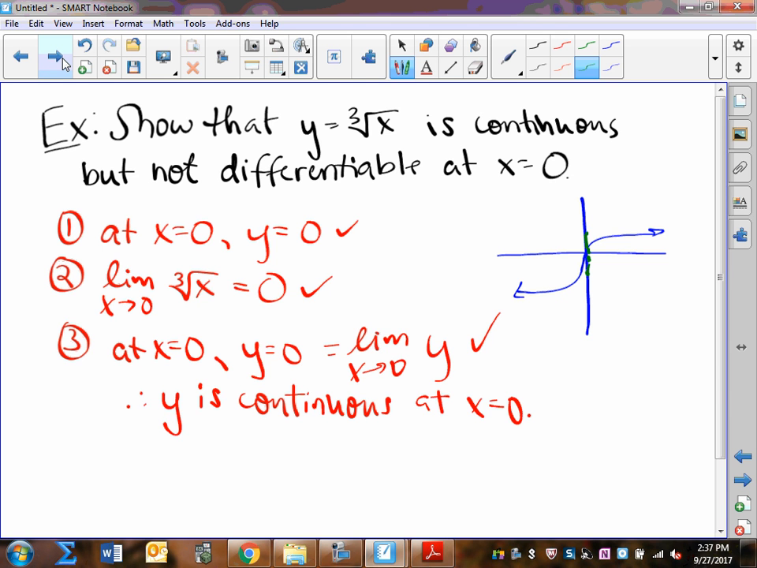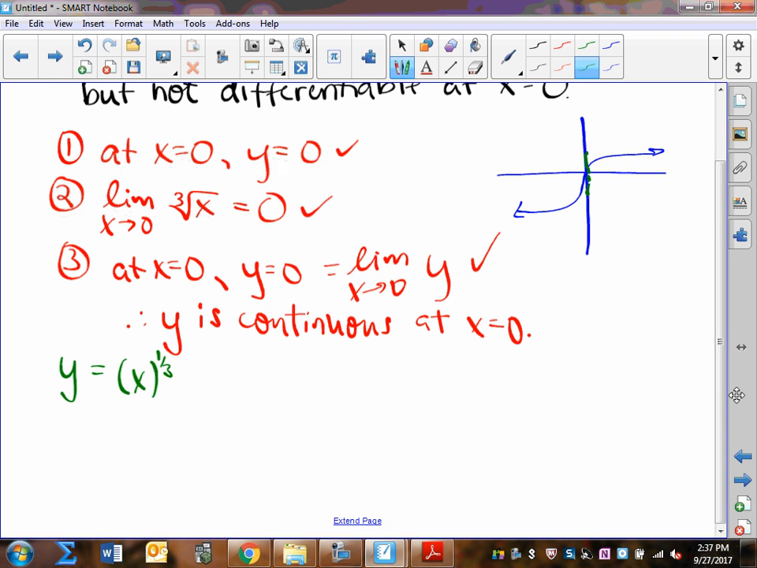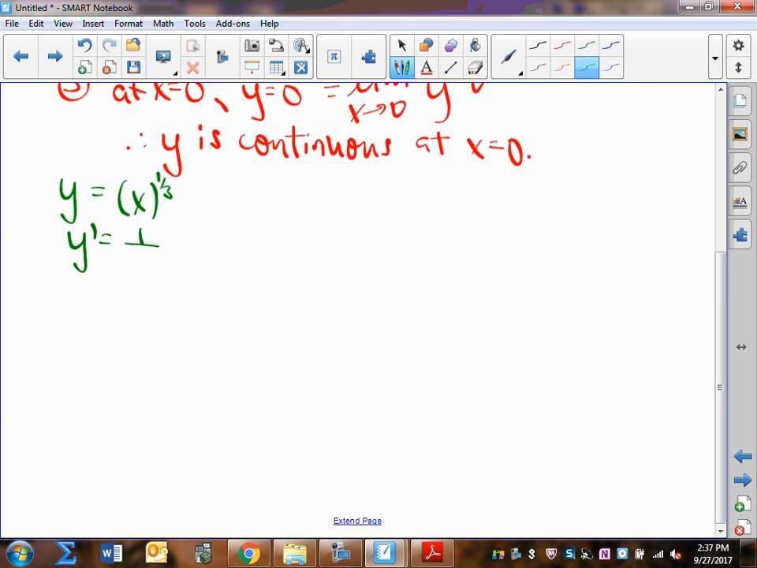Yes, right? Some of them? Okay. Can we take the derivative of this guy? Okay, so let's go ahead and take our derivative. y equals x to the 1/3. All right. So what is y prime going to be? 1/3 x to the negative 2/3. Do we agree with that?